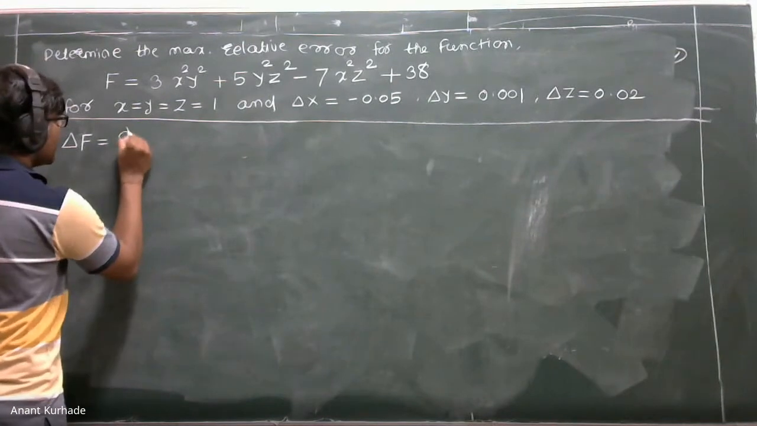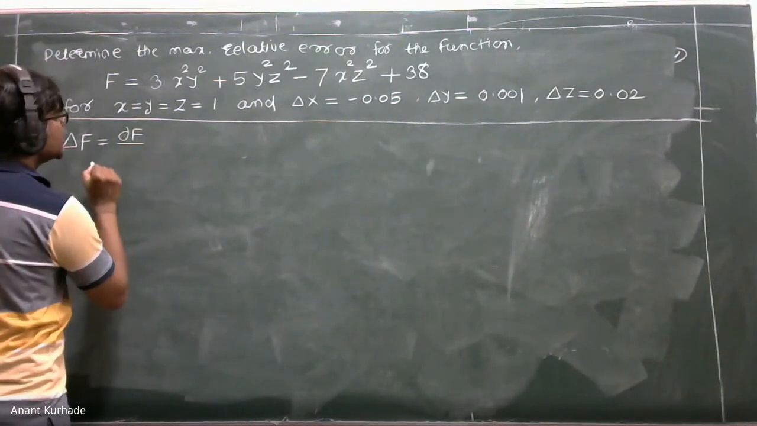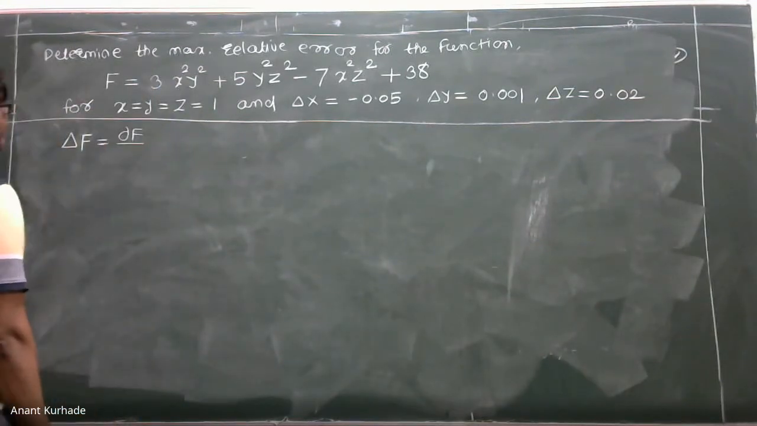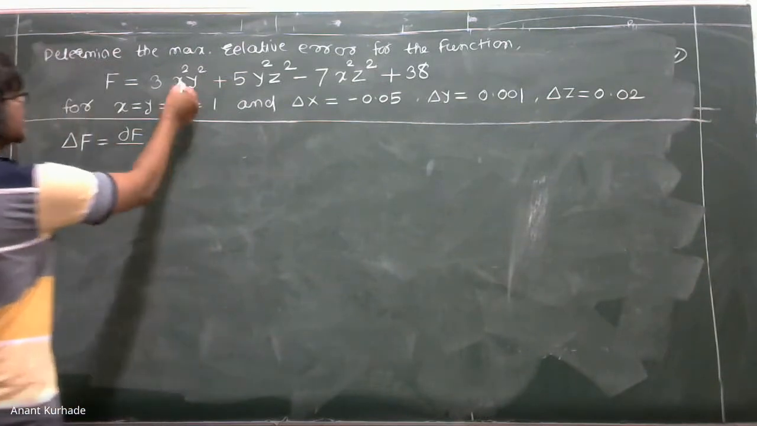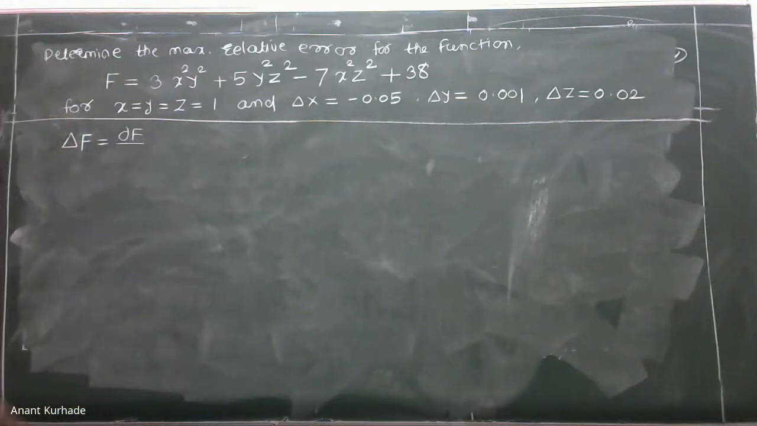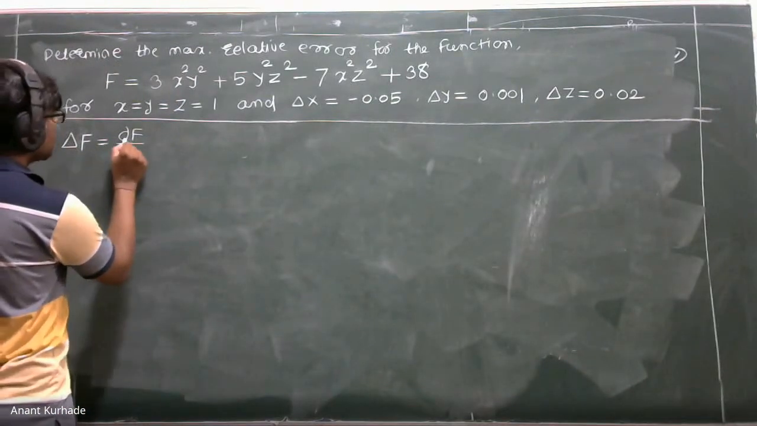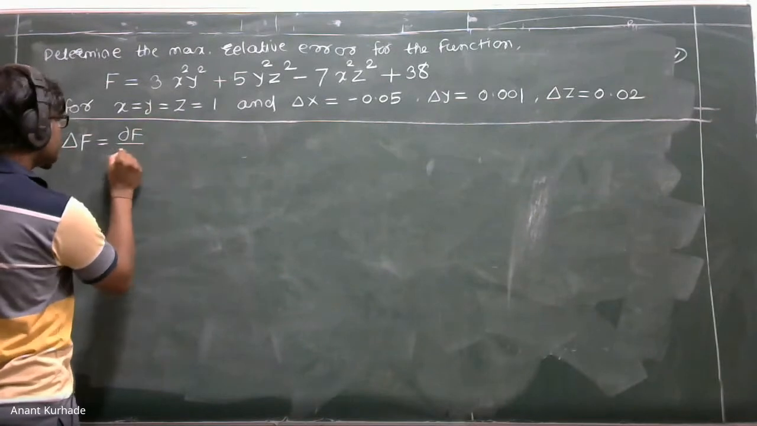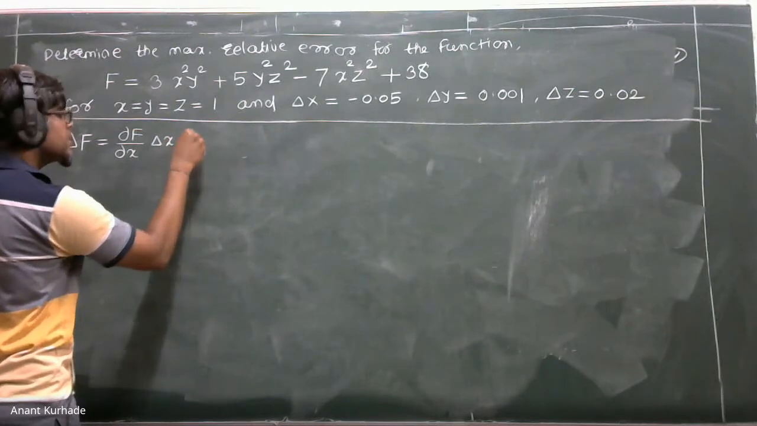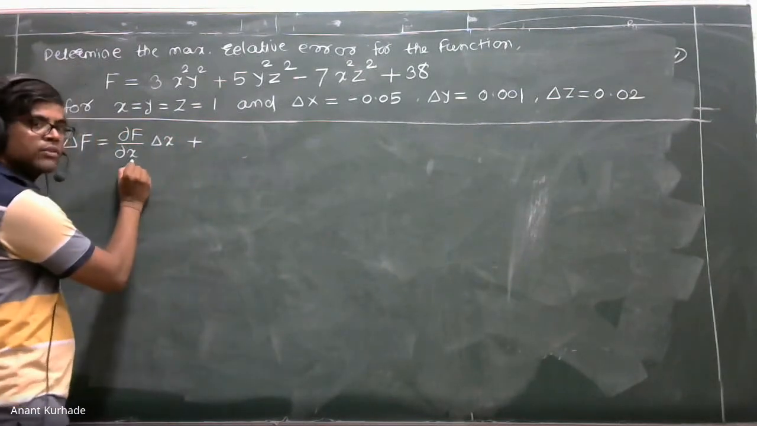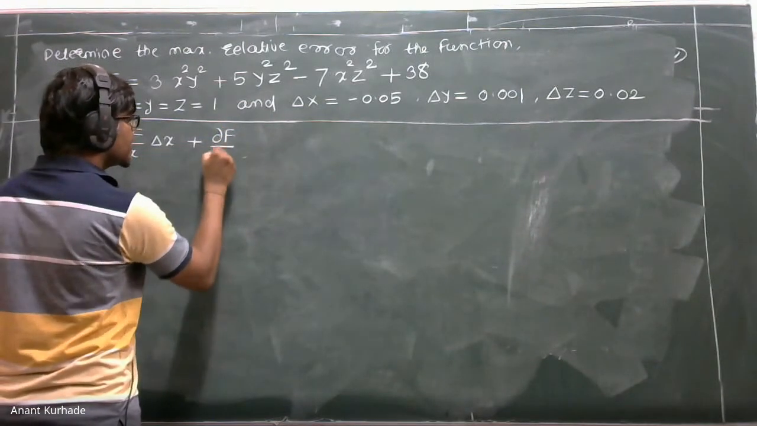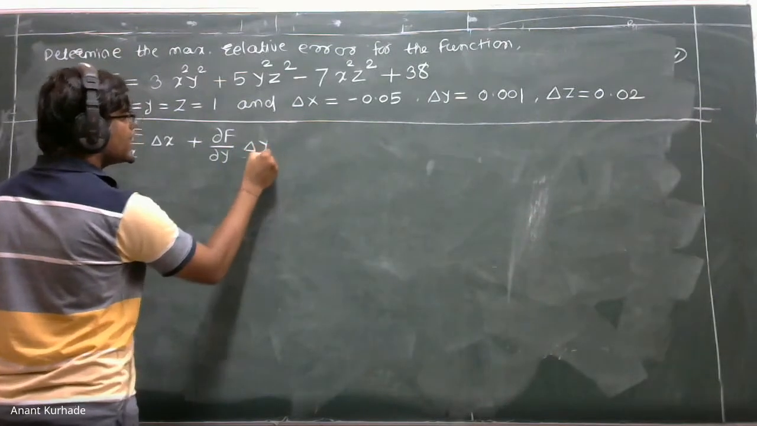Partial f divided by... now see there are three variables x, y, and z. In this term z is missing, in this one x is missing, in this one y is missing. So delta f is equal to partial f with respect to the first variable, partial x, into delta x, plus the next one, partial f with respect to the second variable, partial y, into delta y.